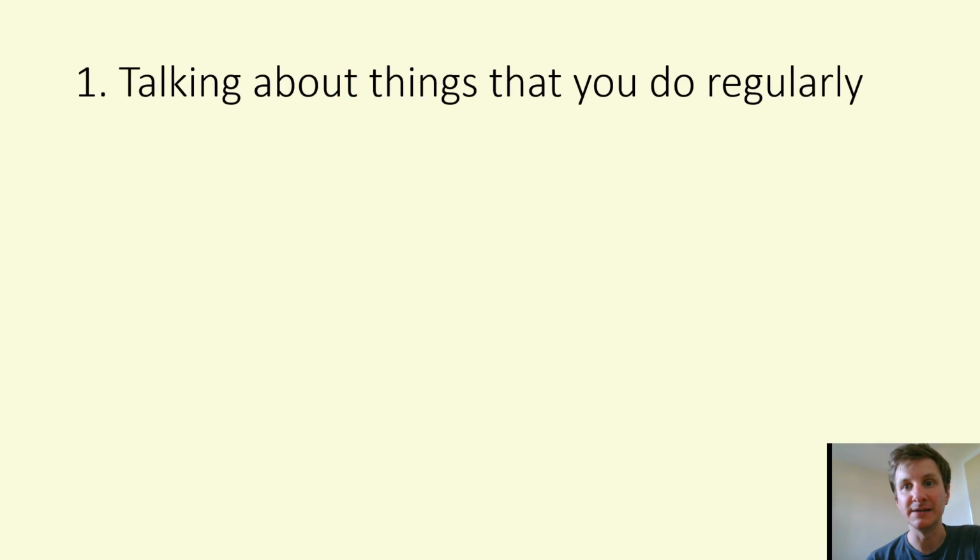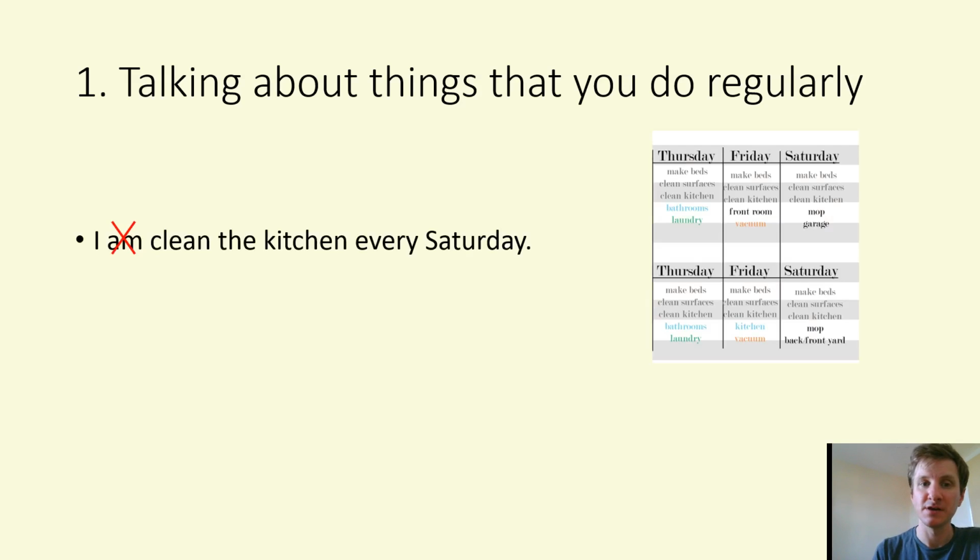Now, regularly means every day, every week, once a month, or even just sometimes, or usually. These are repeated actions. For example, I am clean the kitchen every Saturday is wrong. It should be I clean the kitchen every Saturday. This is a repeated action. We're using the present simple with a regular verb here. So you should not use the be verb here. I clean the kitchen every Saturday.